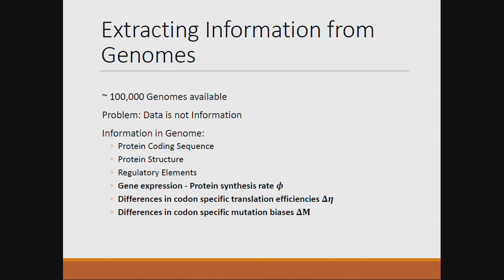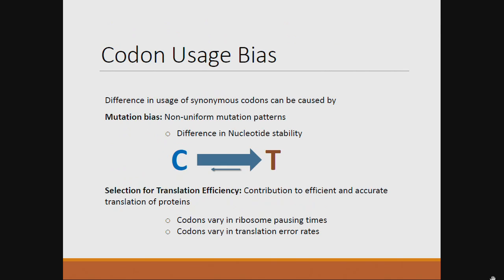What I'm more interested in is extracting more evolutionary components: protein synthesis rate, selection and translational efficiency, and mutation biases. To get at that, I'm looking at codon usage bias. As a very brief recap, codon usage bias is the differential usage of synonymous codons, and it can be driven by either mutation bias, caused by a difference in nucleotide stability, or by a selection component.